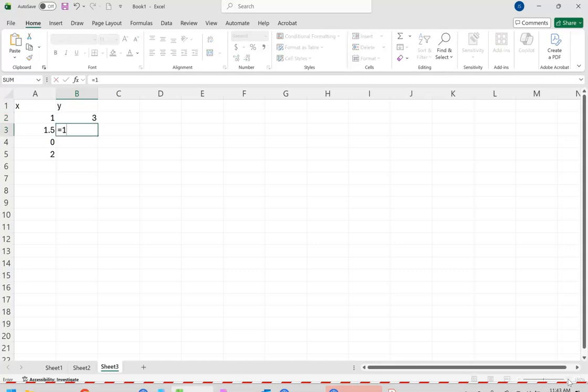3, 13 over 4, 3, and 5 over 3. All right, so the x values were 1, 3/2, 0, and 2. The y values were 3, 13/4, 3, and 5/3.